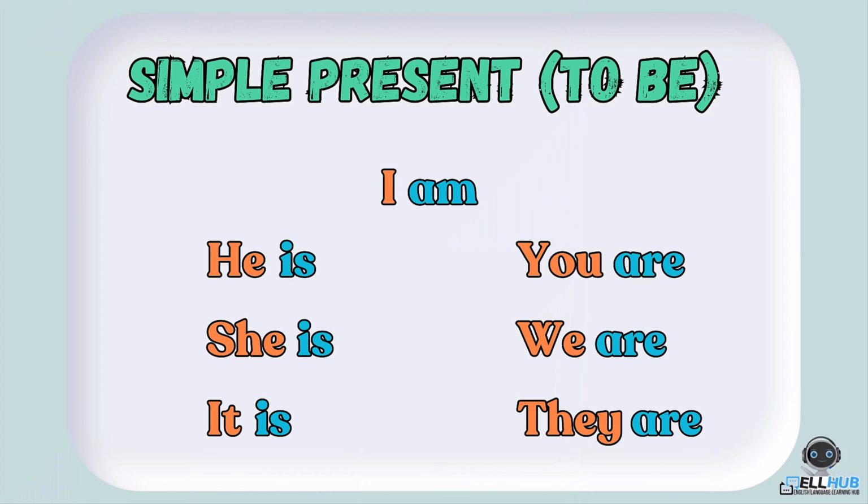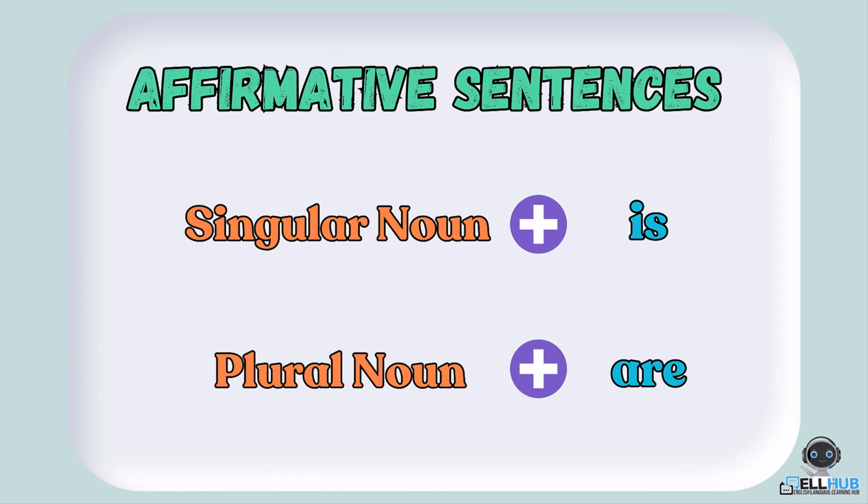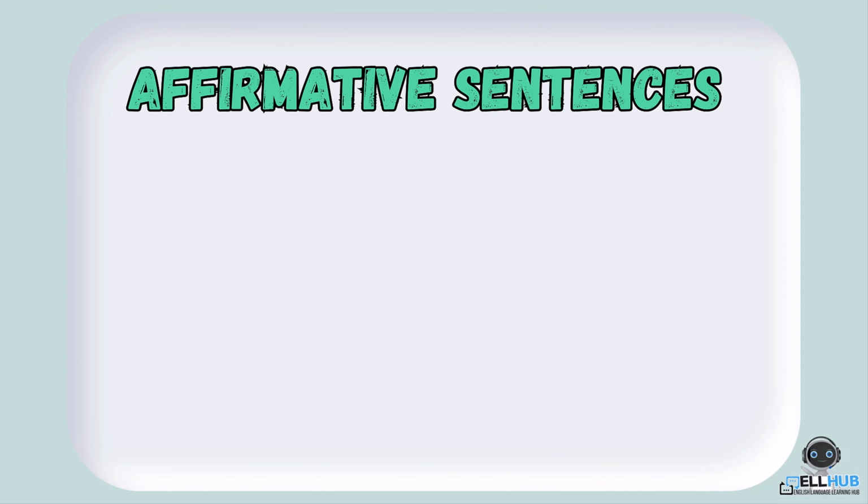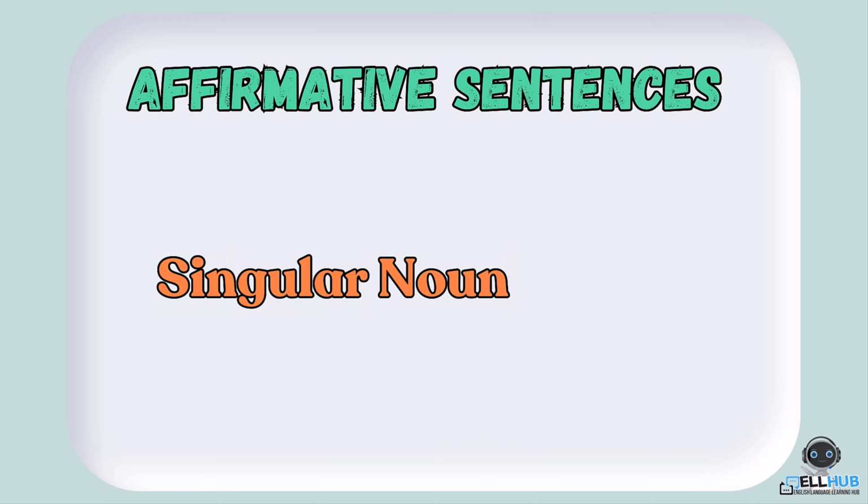After exploring how the verb to be operates with different subject pronouns, let's transition to its use with singular and plural nouns. Just as with pronouns, the verb to be changes form depending on whether the noun is singular or plural. When the subject is a singular noun, we use is, and when the subject is a plural noun, we use are. When we talk about one person, animal, or thing, we use is with a singular noun.